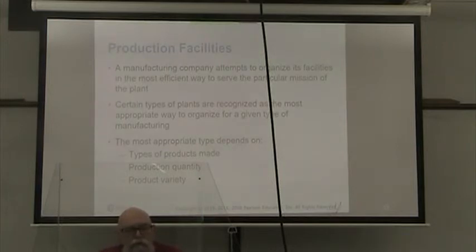All right, so production facilities, we are always going to organize in the most efficient way that we can for whatever we're going to do at our facility. So we have some ways of organizing that we think of as the best way for a certain type of manufacturing, but it's always based on the types of the products made, the production quantity, and the production variety.